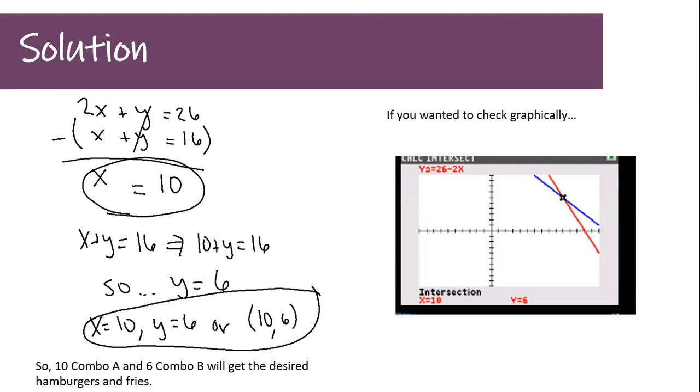This is excellent practice for the graphical solution, so I would highly encourage you to pause this, make sure you can solve this with elimination, and make sure that you can solve this graphically. If you'd like, this is also an easy one to solve with substitution. So it's a good way to get lots of practice. Any of the ways will give you the exact same solution as long as you don't make any mistakes.